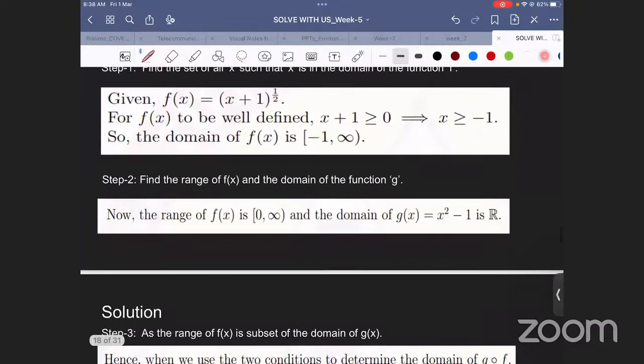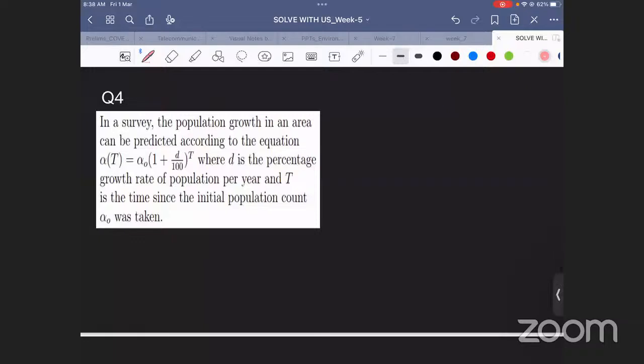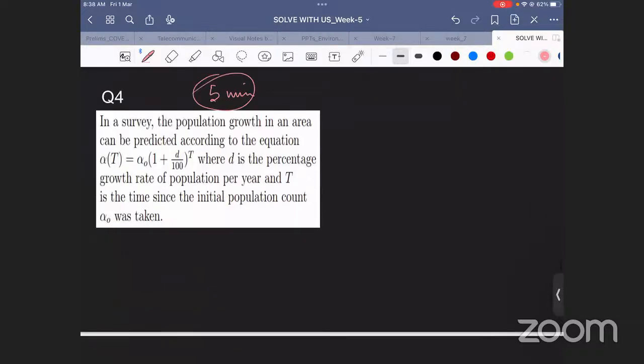Let's move here. Now the next question is this one, the fourth one. Take 5 minutes to try to solve this. The domain question should be clear to everyone, and that's important, because we will most probably get it in the exam also.